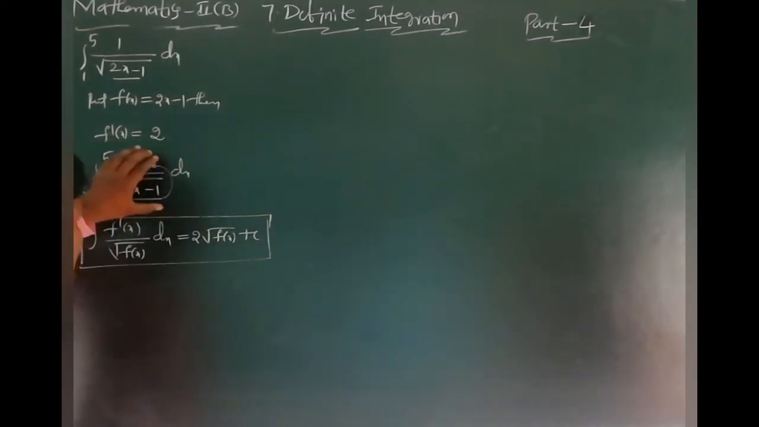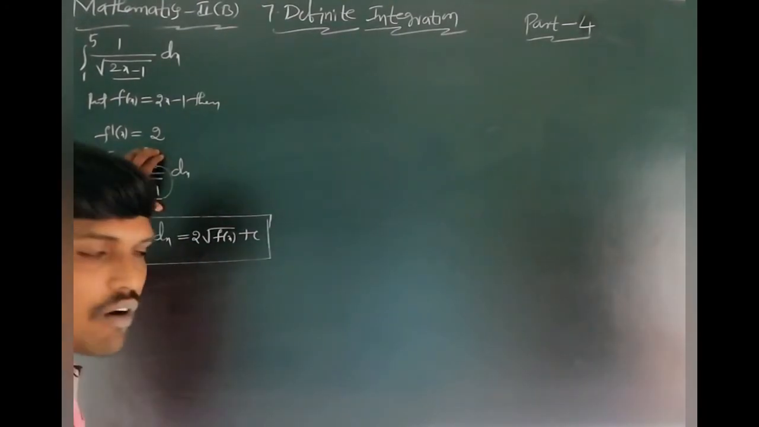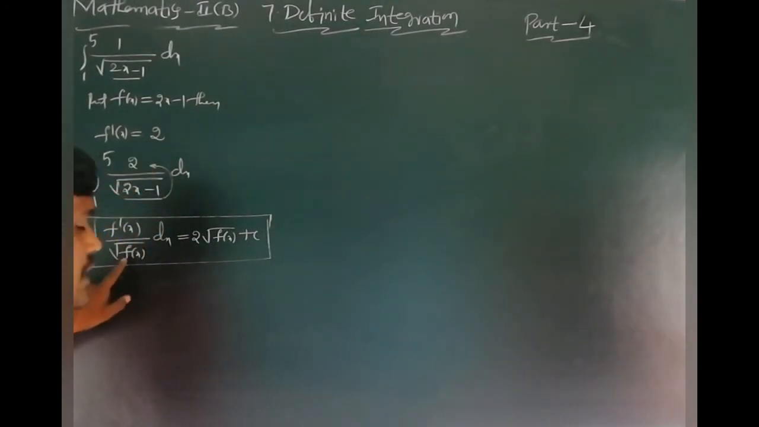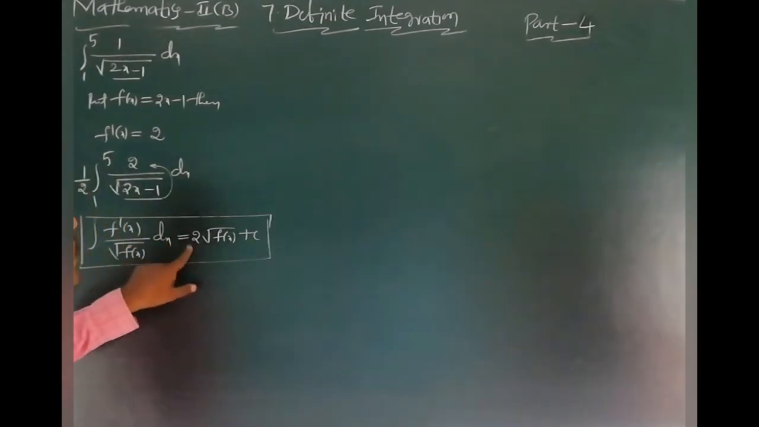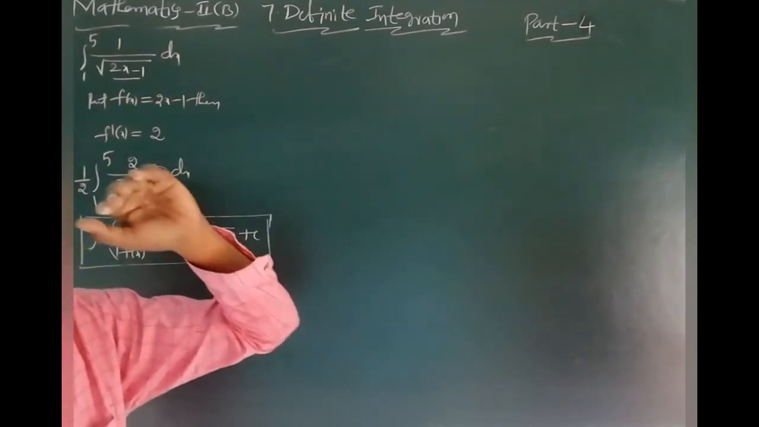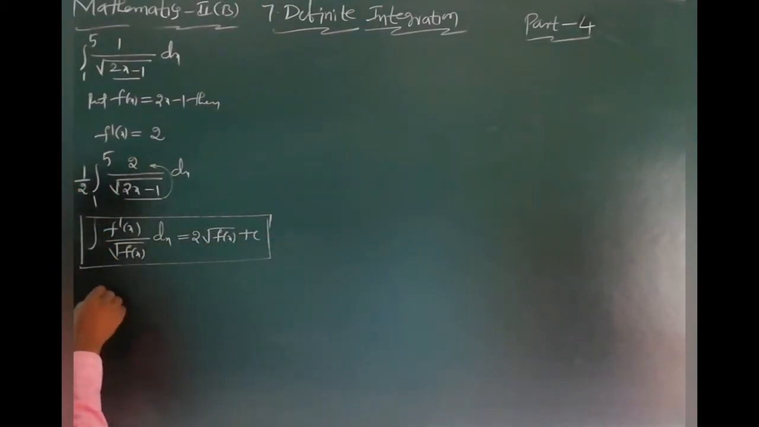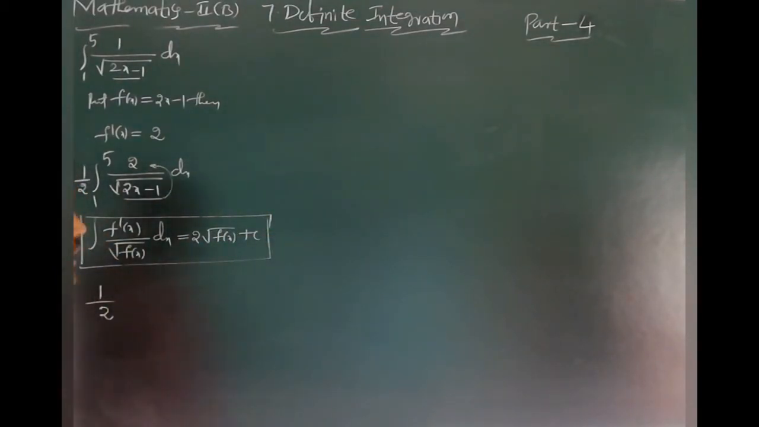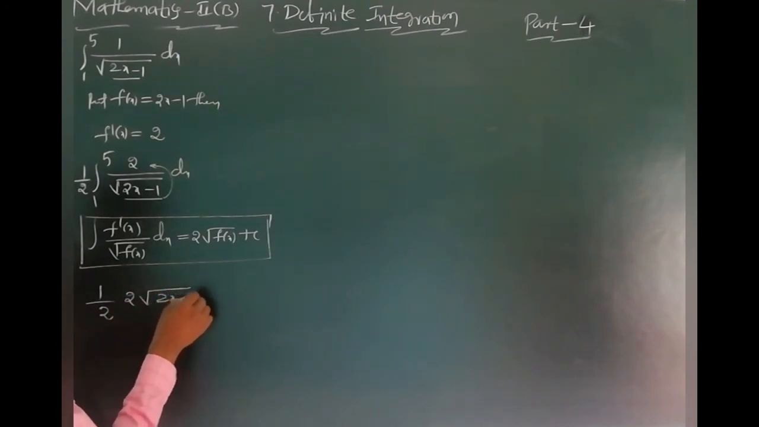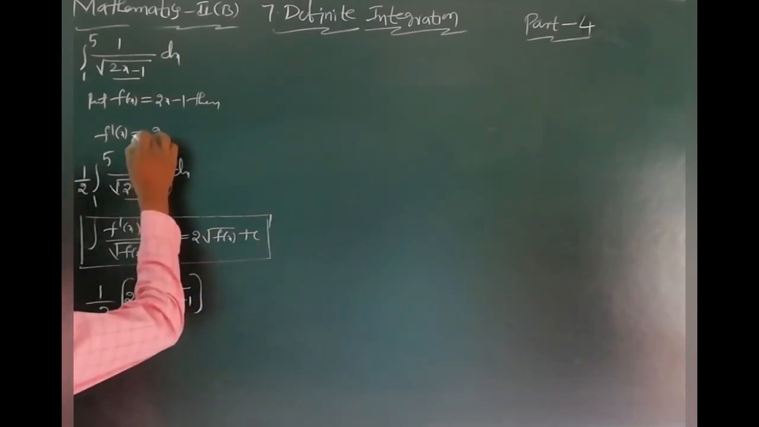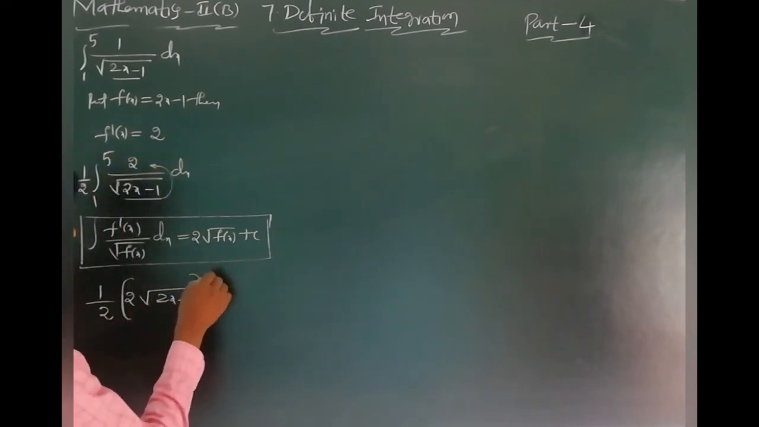This function in the form of integral f dash x by square root of f of x dx is equal to 2 root f of x plus c. You can write this formula. Here 1 by 2 is common. 2 into square root of f of x, that is nothing but 2x minus 1. Limits are 1 to 5. Limits are what here?